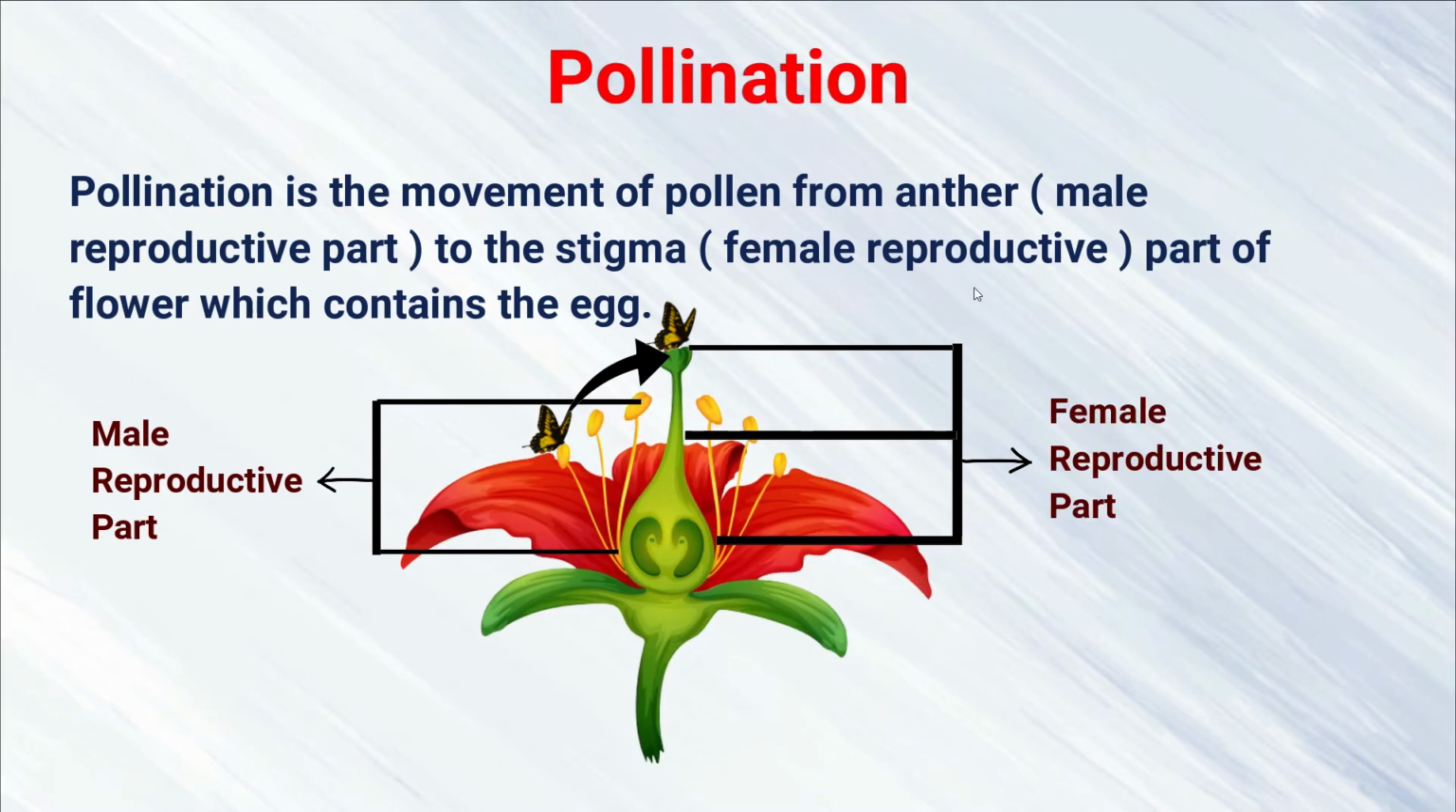Till now we have studied about the different functions of the parts of the flower. Now let us see what is pollination. Pollination is the movement of pollen from anther to the stigma of flower which contains the egg. See, this is the anther, male reproductive part of the flower, and this is the stigma, female reproductive part of the flower.